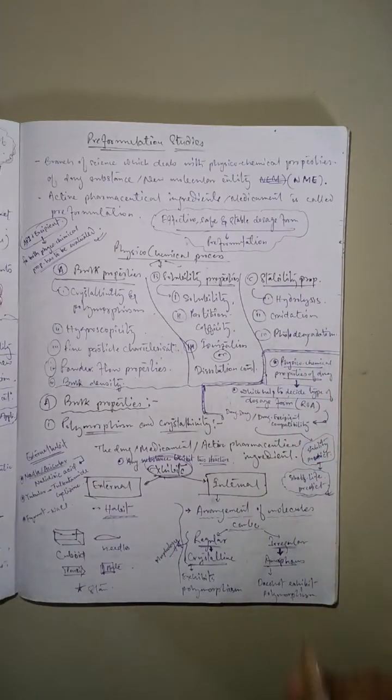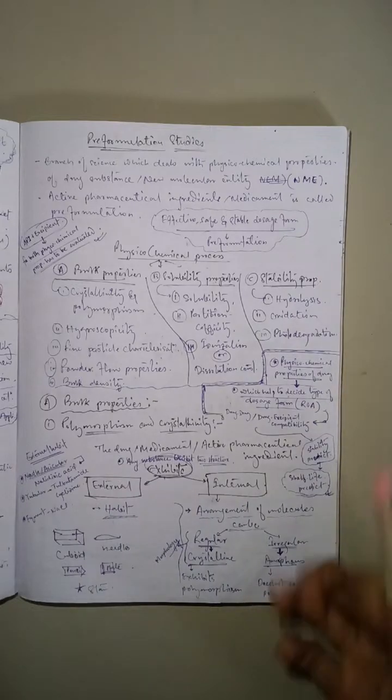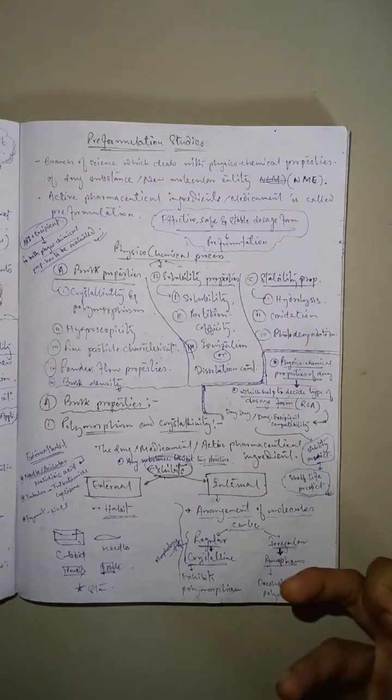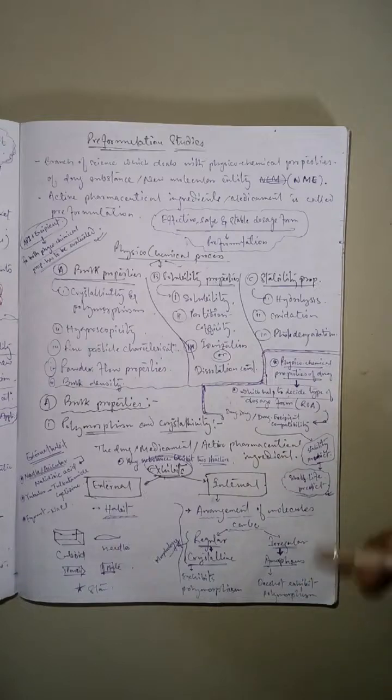Solubility is also a most important property. Why? Because if you are preparing a solid dosage form, like tablets or capsules, in a tablet, what will happen? When you take the tablet, it will go to the stomach. After going to the stomach, it should dissolve with the water, or with the fluid which is present in the stomach. After dissolving, it will be absorbed. Yes or no? So for example, I'll show you.